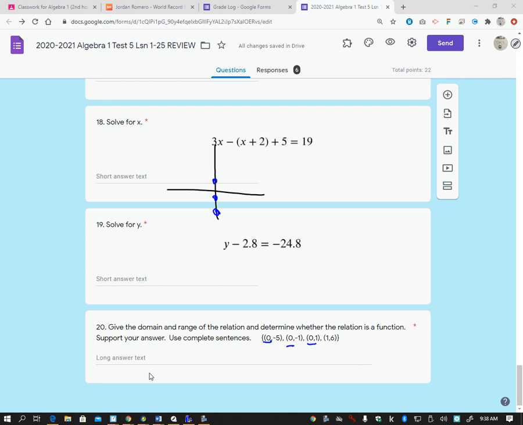Number 19, take negative 2.48 and add 2.8 to it. You're just adding 2.8 to both sides. So you should get like negative 22. No, it should just be negative 22. Okay? All right, we're going to close that down right there. Do you have another?